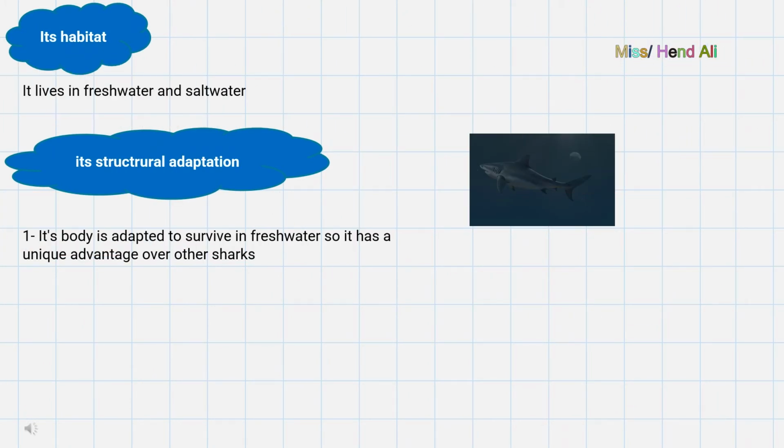Its habitat. Where does the bull shark live? The bull shark lives in fresh water and salt water. Fresh water and salt water. Repeat after me. Fresh water, salt water.